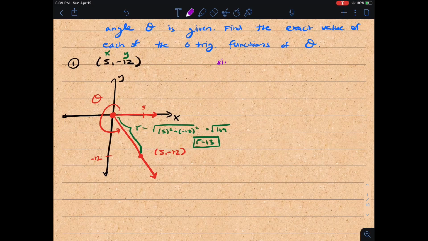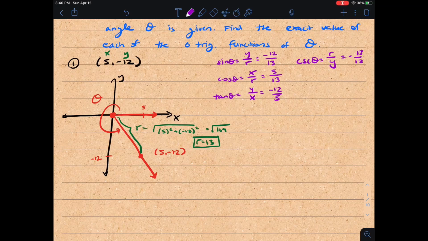At this point, we can find the 6 trig values of theta. Starting with sine theta, which is y over r, in this case it would be negative 12 over 13. Cosine of theta is defined to be x over r, which would be 5 over 13. Tangent of theta is defined to be y over x, which is negative 12 over 5. Cosecant of theta, which is r over y, is negative 13 over 12. Secant of theta, which is r over x, is 13 over 5. And lastly, cotangent of theta, which is x over y, is negative 5 over 12.